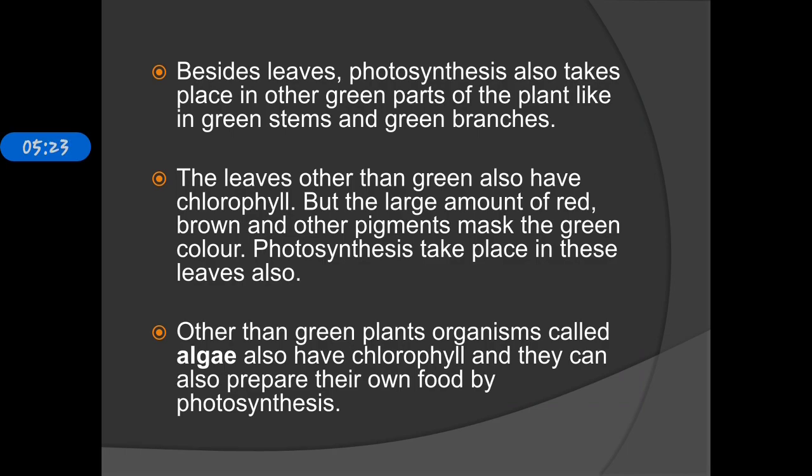The leaves other than green also have chlorophyll. Some leaves are brown in color or red in color. They also have chlorophyll. But the large amount of red, brown and other pigments mask the green color. Photosynthesis takes place in these leaves also. Other than green plants, organisms called algae also have chlorophyll, and they can also prepare their own food by photosynthesis. Not only plants but some organisms called algae are also capable of producing their own food with chlorophyll.